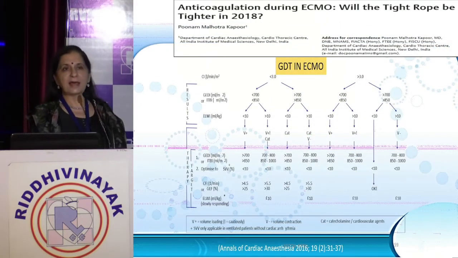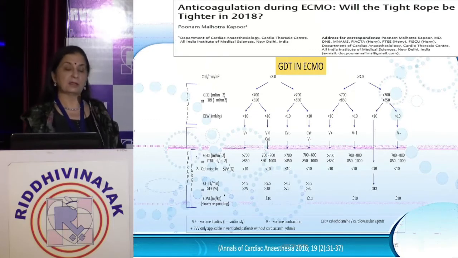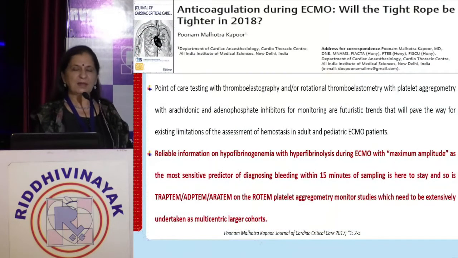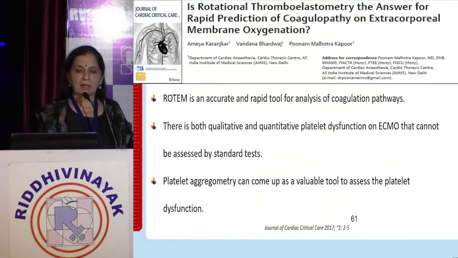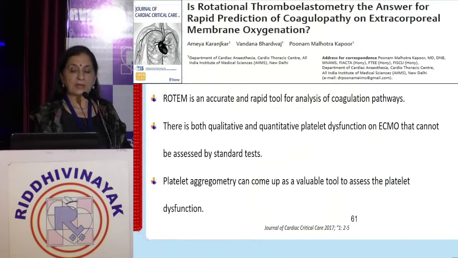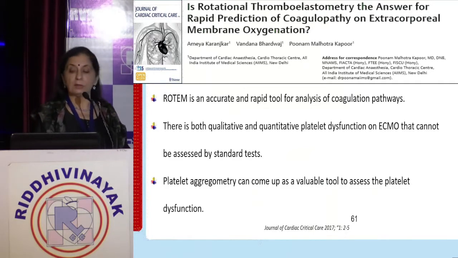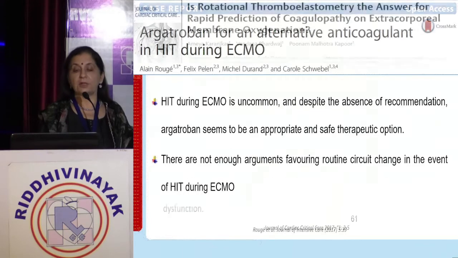So you can do a goal-directed therapy on ECMO. You can calculate it by using global end-diastolic volume and cardiac index. We do it with the FlowTrack machine and the EV1000 machine. But with research on anticoagulation and innumerable papers, we have judiciously used ROTEM in our patients to predict coagulopathy on ECMO, and we can say that platelet aggregometry can come up as a valuable tool to assess the platelet dysfunction on ECMO.